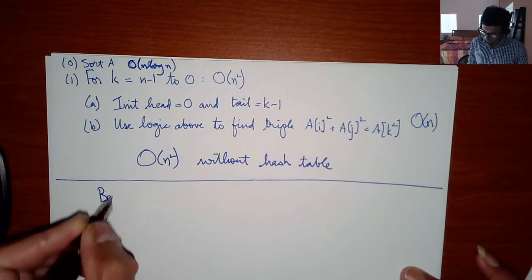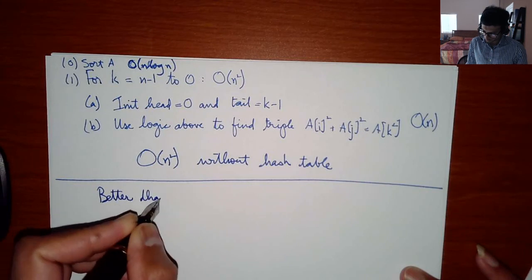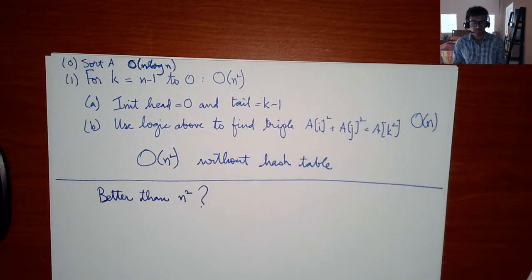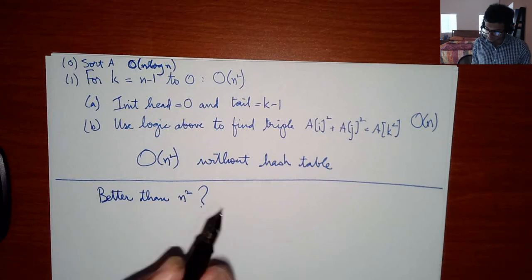Then you might ask, what about better than n squared? It seems like, okay, you could get n squared. Can you do better than n squared? And this is a huge open problem in theoretical computer science. It's unknown. It's believed that you cannot do better than n squared. We don't have any proof. And this is a major open problem.